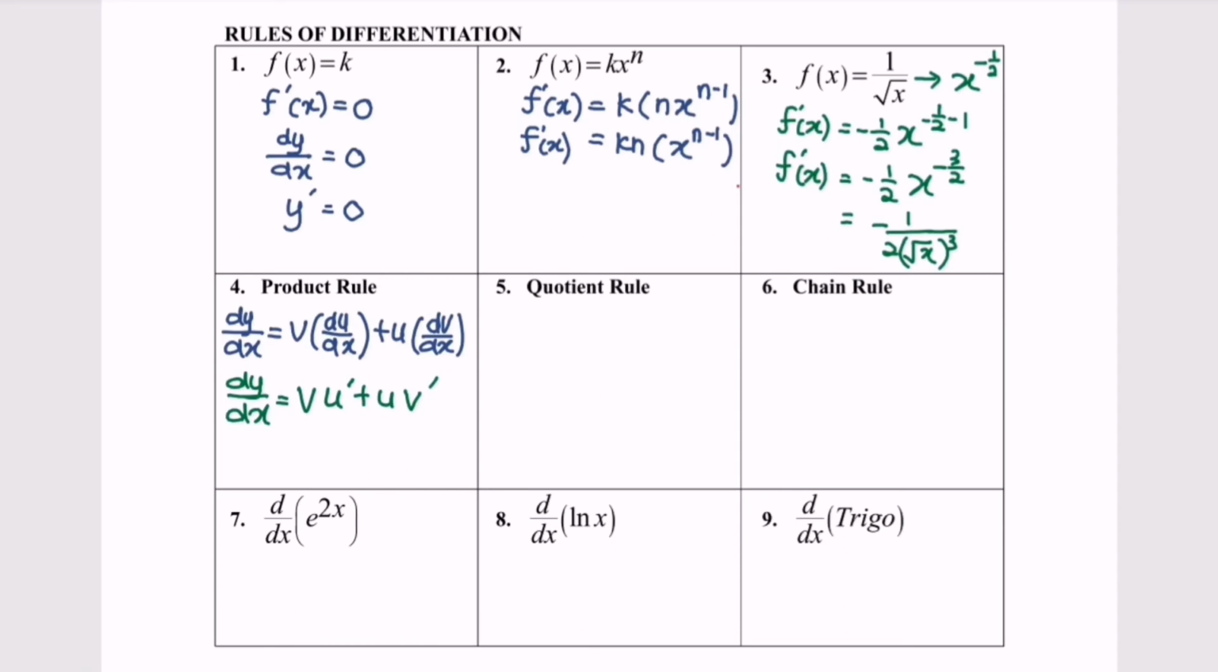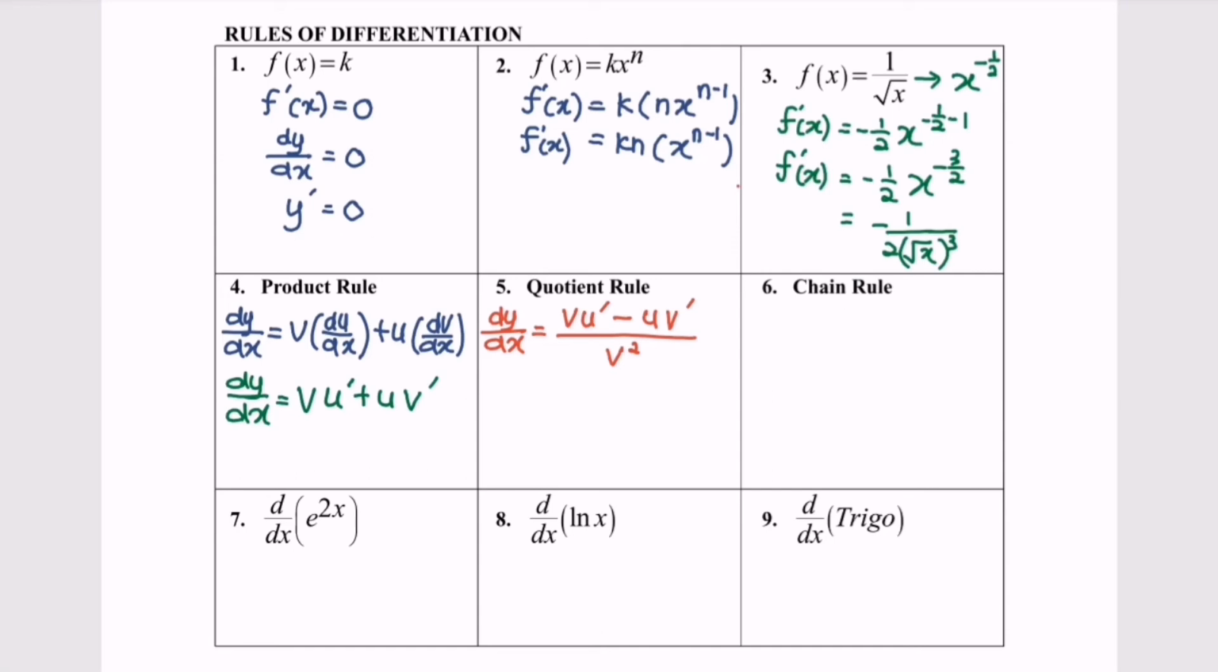Number 5, we have the quotient rule. For the quotient rule, we will have dy/dx equals (v u' minus u v') over v squared.